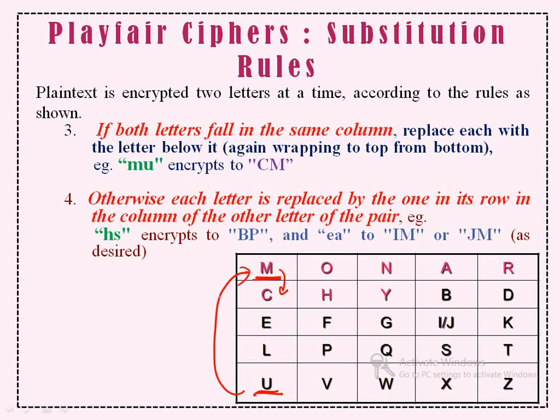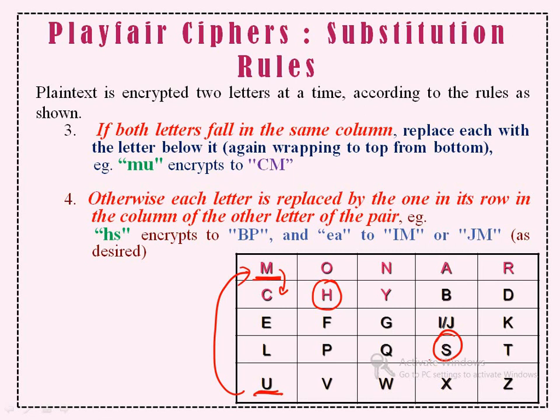Now the last rule is the exception, that is, if it doesn't fall in the same row and doesn't fall in the same column, that is the else condition. No condition at all. Then each letter is replaced by the one in its own row and in the column of the other letter of the pair. What does that mean? Suppose for example H and S, see the example. H is here, S is somewhere here.